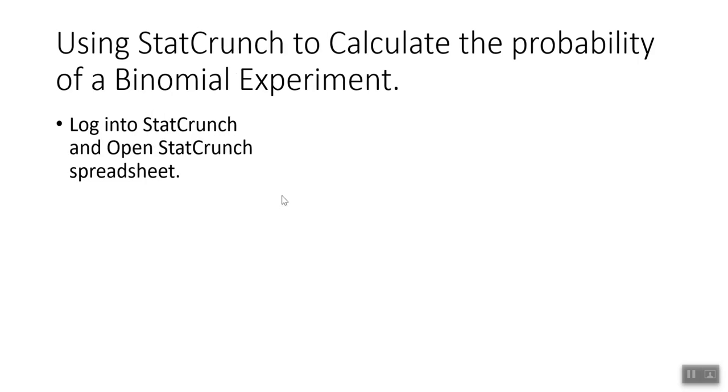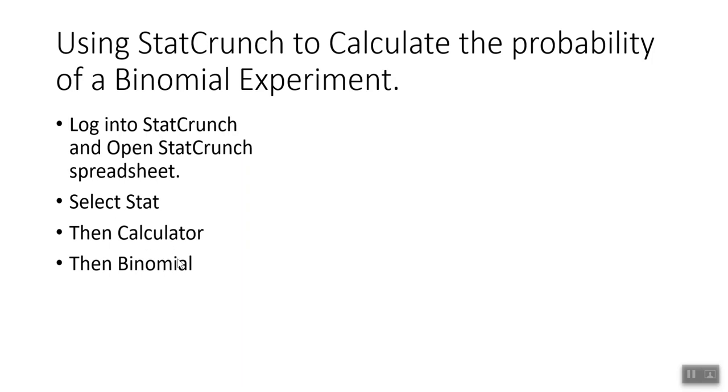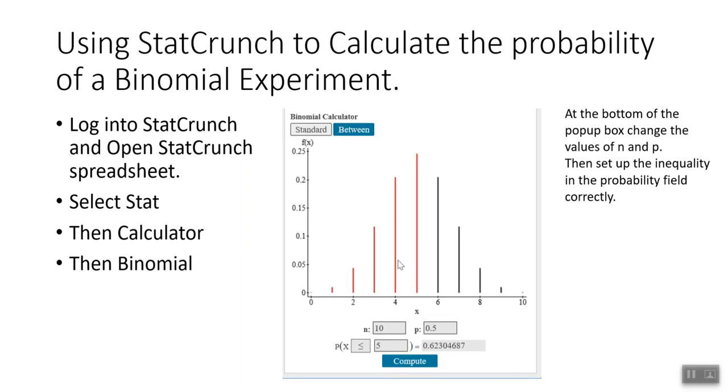You can use StatCrunch to find the probability of a binomial experiment. To do this, log into StatCrunch and open a StatCrunch spreadsheet. You don't need any data in the spreadsheet. Just select Stat, then go to Calculator, and then select Binomial. When you do that, a screen like this will open. At the bottom of the pop-up box, you can change the values of n and p and set up the correct inequality you're trying to solve. So put in n, p, and set up your inequality of what you're trying to find the probability of.